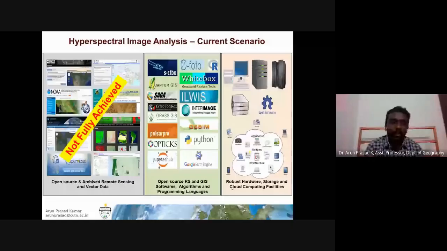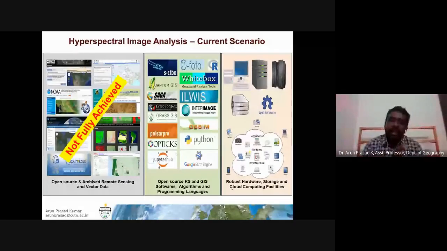Calibration needs to be done properly before it gets to the user. And some of the data itself is in a development stage, so it's not fully achieved. In say 10 years, we may have a fully achieved or fully operational data portal.